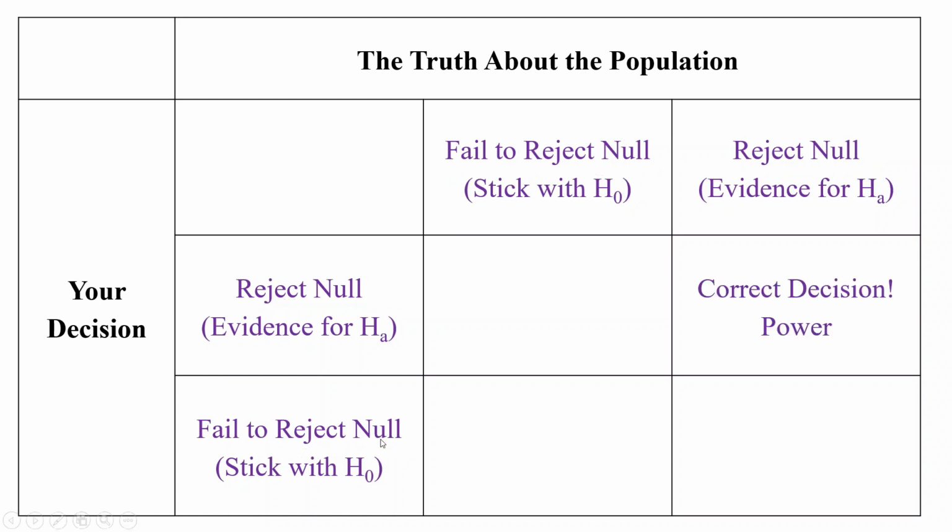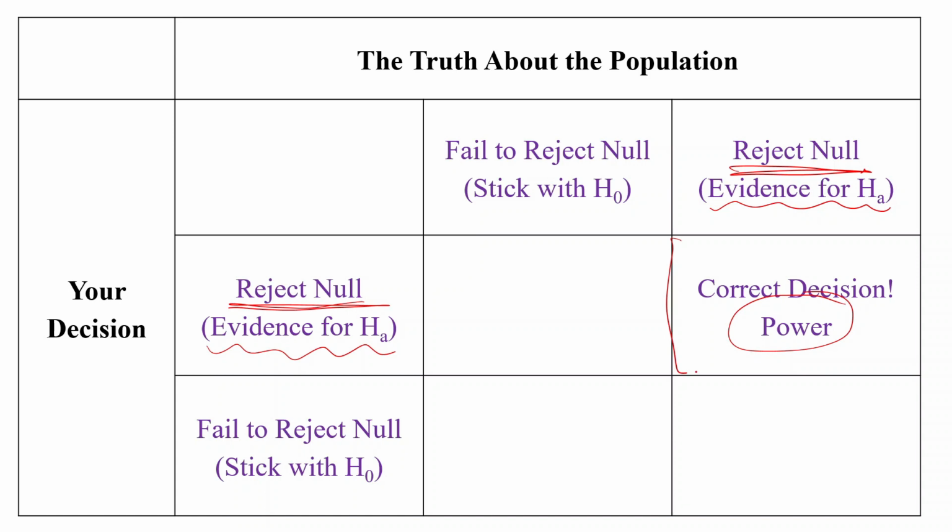Okay? One of the correct decisions is when the truth is we should reject the null, that there would be evidence for the alternative, and we decide to reject the null and say, yes, we have convincing evidence of the alternative. This is a correct decision. And in fact, it's so correct, we call this power. It has a special word because this is truly what we are trying to accomplish when we conduct a significance test.